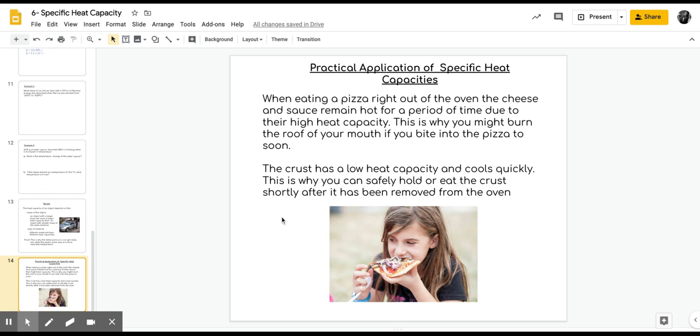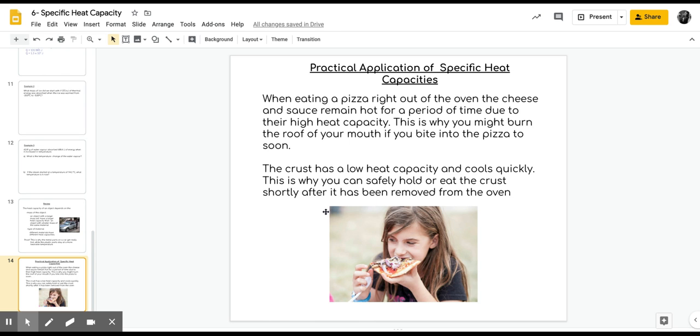Okay? We can think about this even when we come to eating pizza. And now I really want pizza. When you take a pizza out of the oven, you know the sauce is always going to be extremely hot, and so is the cheese. And it is going to stay hot for a decent amount of time because they have a high specific heat capacity. However, the crust that you're holding on to isn't as hot as the cheese and the sauce because it has a lower heat capacity, and it cools down quicker.